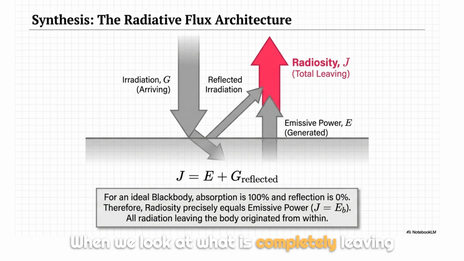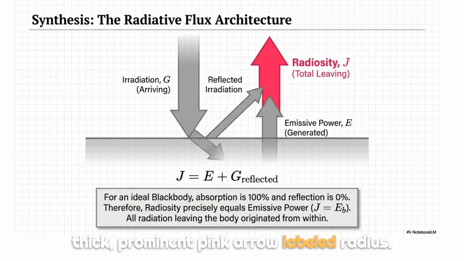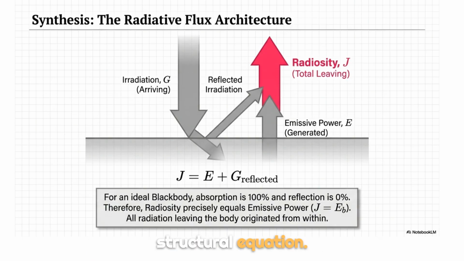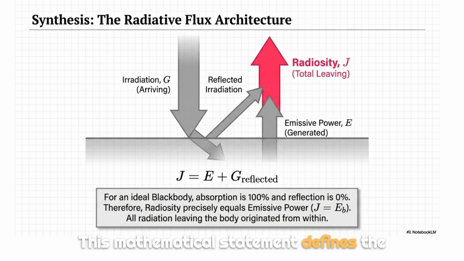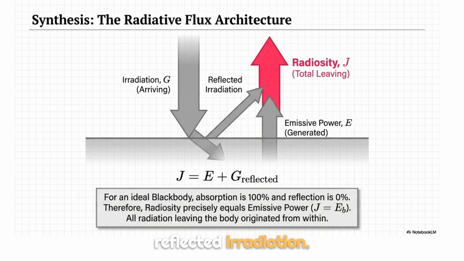When we look at what is completely leaving the surface traveling upward, we see the thick, prominent pink arrow labeled radiosity. Right beneath this diagram, we find our structural equation. This mathematical statement defines the total radiosity leaving a surface as the direct sum of its generated emissive power and its reflected irradiation. Now read the call-out box at the very bottom.